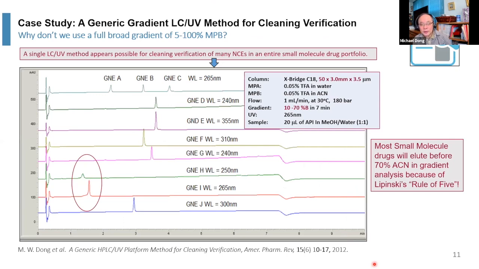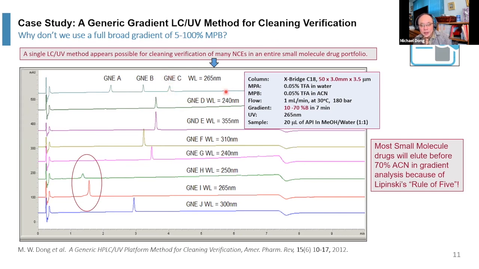Here's an actual example. Here is a generic method that I developed for cleaning verification. You need to do cleaning verification under GMP manufacturing to make sure that the vessels are being cleaned. So for every project you support, you need to do a cleaning verification, which is a GMP application. At that time, I was supporting this compound, Genentech C. This is an AKT inhibitor. And we were supporting it.